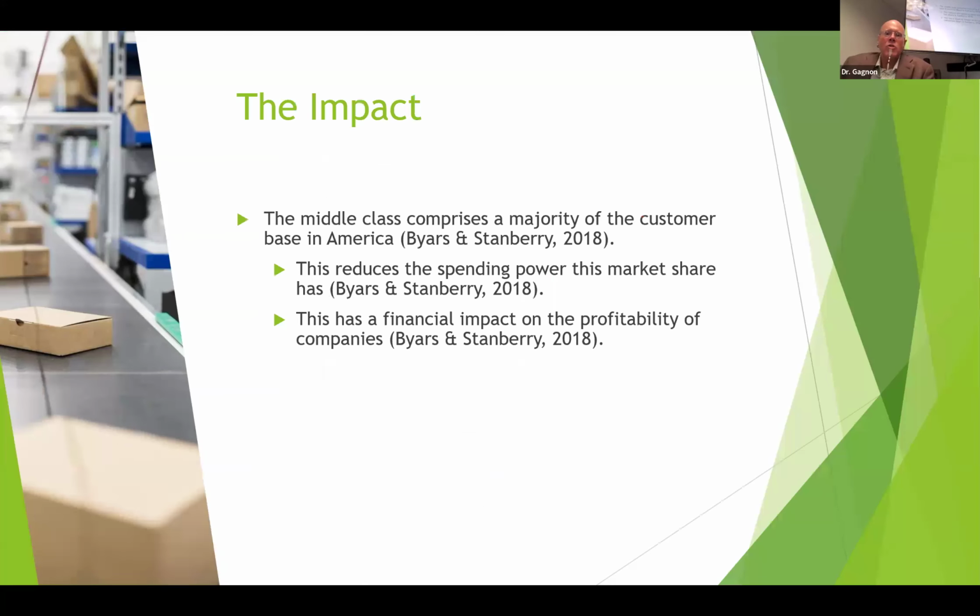The middle class comprises a majority of the customer base in America. Even though it has shrunk, it still comprises a significant portion. This reduces the spending power of this market share. So when you reduce the size of the middle class, you reduce their ability to put money into the economy. It has a financial impact on the profitability of the companies and also affects our overall national economy.